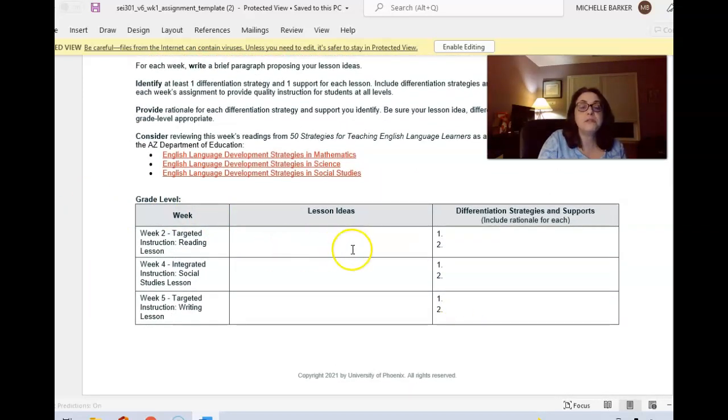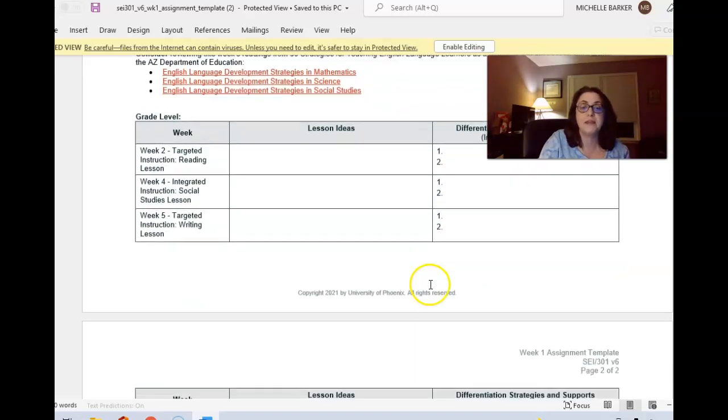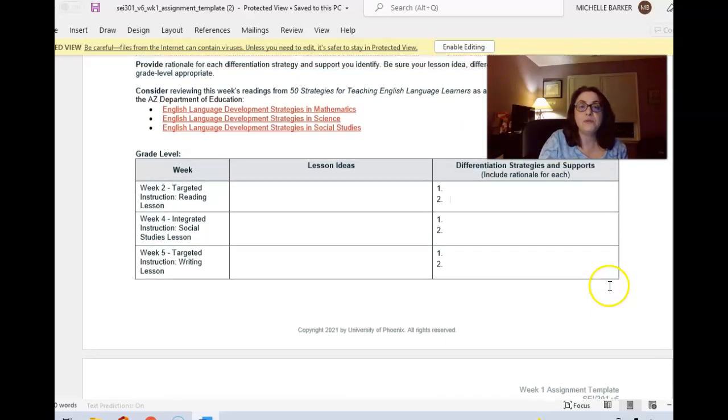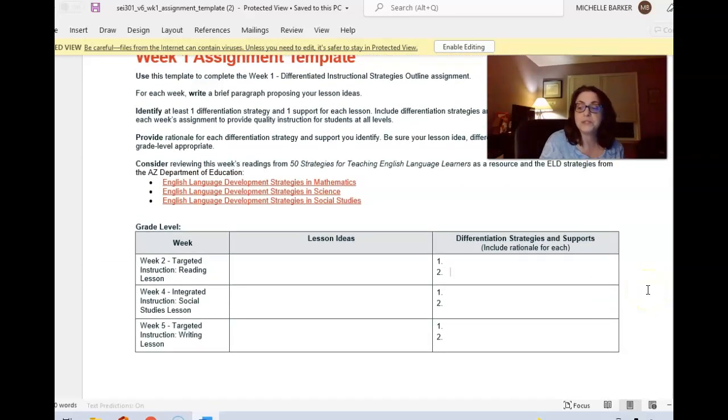So then basically you just put your lesson idea. It can just be a little paragraph about the lesson itself. It doesn't have to be super detailed. And then for each one, you're going to add EL supports: what strategies you're going to use, why you are going to use that strategy for differentiation, and what kind of support you use, and the rationale for using that. And then of course, as always, if you have any questions, you can email, text, or you can send a message in the class, and I will get back to you about that.